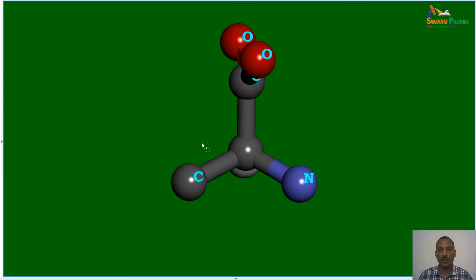So according to this one, if we assign the priority, the nitrogen is the highest priority number 1, this is the second one, this is the third one. So this is in the counterclockwise direction, this is called the S isomer now. If it is clockwise, we call that a rectus or R isomer. If it is counterclockwise, we call that a sinister or S isomer. So that means this alanine molecule is an S isomer.